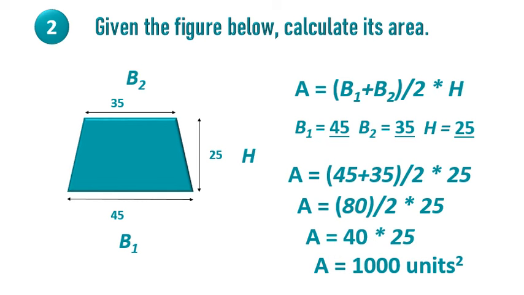Number 2, given the figure below, calculate its area. This figure can be classified as a trapezoid, and the formula for finding the area of a trapezoid is base 1 plus base 2 divided by 2 times the height. We're given that the base 1 equals 45, base 2 equals 35, and the height equals 25. Thus we can simply plug these values into the equation by adding the two bases lengths, 45 and 35, to get 80. Then we can divide it by 2 to get 40, and finally multiply it by a height of 25 to get 1000 units squared.